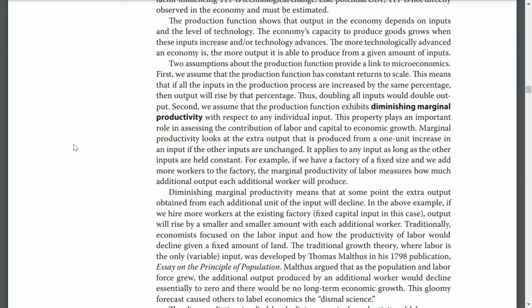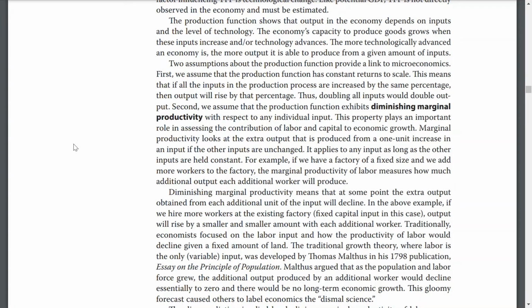Marginal productivity looks at the extra output produced from a one unit increase in an input if the other inputs are unchanged. It applies to any input as long as other inputs are held constant. For example, if we have a factory of a fixed size, we add more workers to the factory. The marginal productivity of labor measures how much additional output each additional worker will produce. Diminishing marginal productivity means that at some point the extra output obtained from each additional unit of the input will decline.